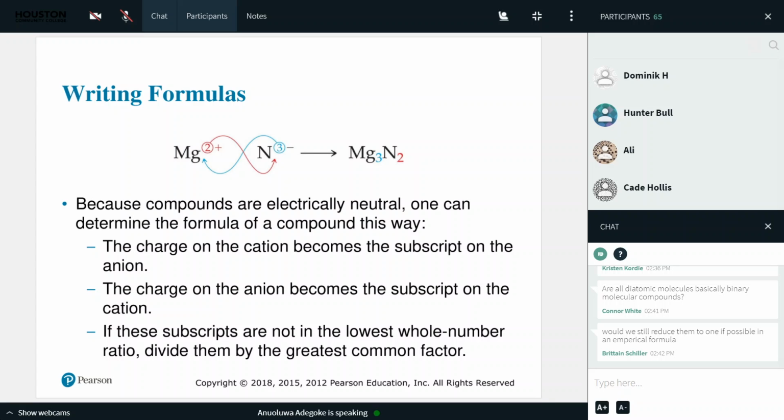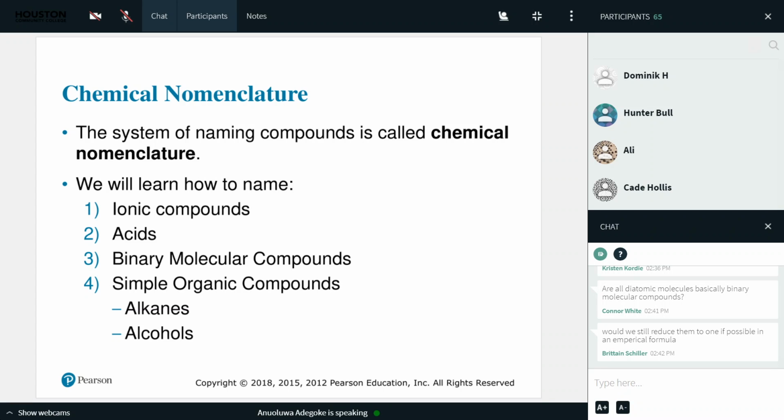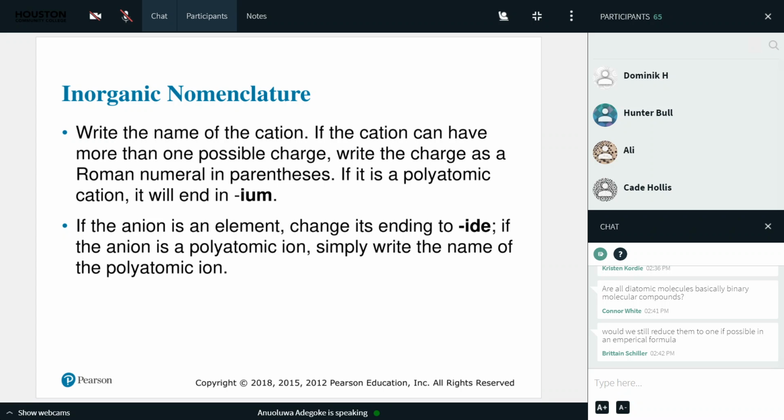Now, this is just how we write formulas. This crisscross method is the easy way for us to learn how to write formulas. A very good example is the magnesium ion and nitrite ion that I gave us to do. We're going to do some more examples right now. From now on, we're going to start doing examples on how to write and name compounds for ionic compounds, acids, molecular compounds, and organic compounds. For organic compounds, we're not going too deep into it. We just stop at alkanes, the hydrocarbons.